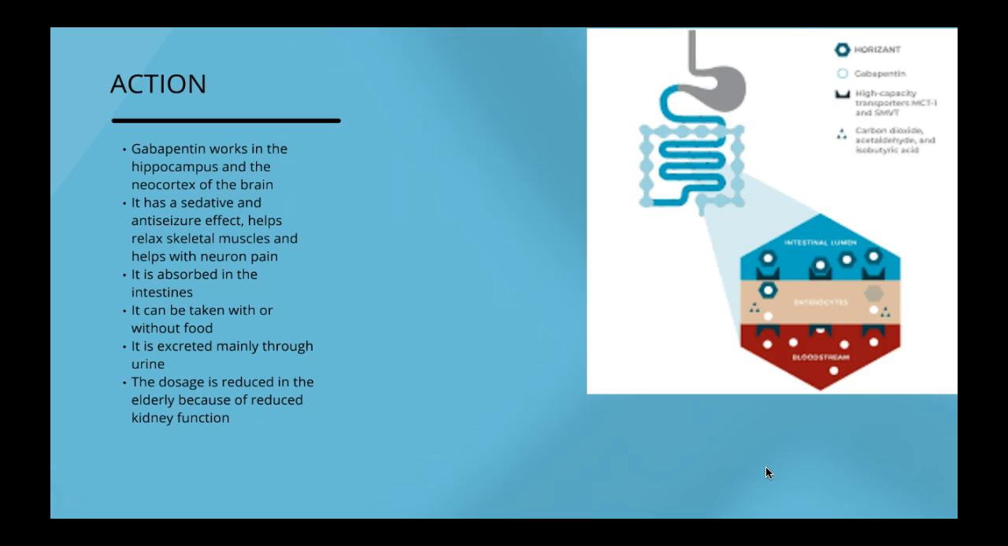It's usually taken by mouth, and it's absorbed in the intestines. It can be taken with or without food. It doesn't really matter. It is excreted mainly through urine. So that means that we have to make sure that your kidneys are functioning well to be able to take this medication. The dosage is usually reduced in the elderly, because the elderly population usually have reduced kidney function.